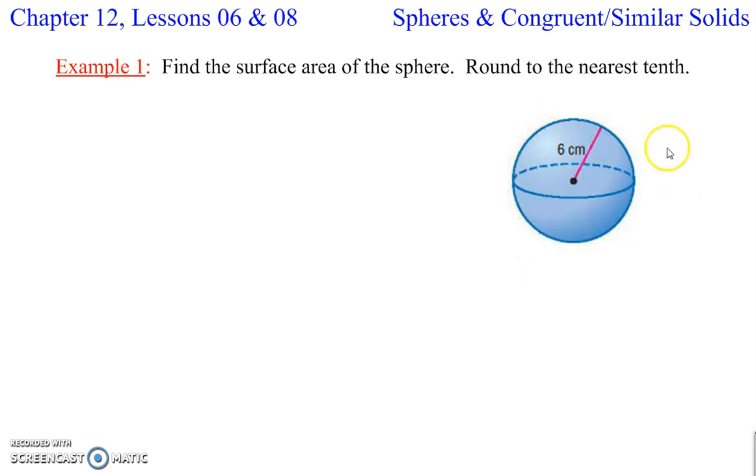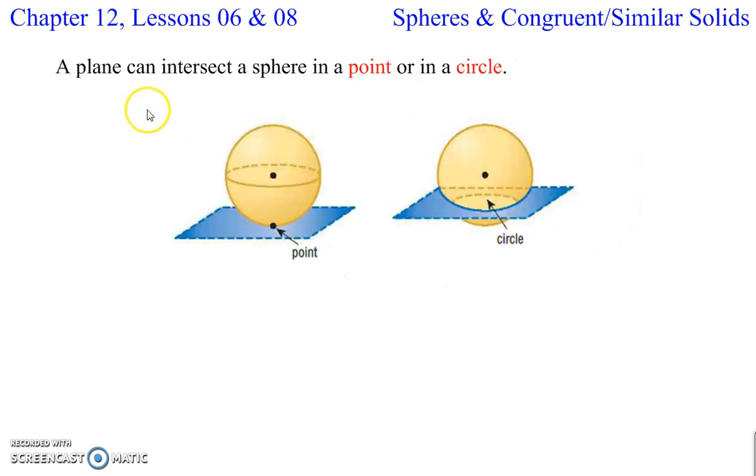So if I want to find the surface area, here I have the radius. Pretty simple if you have the radius. 4 pi, put in the 6, r squared, calculate that. There we go.